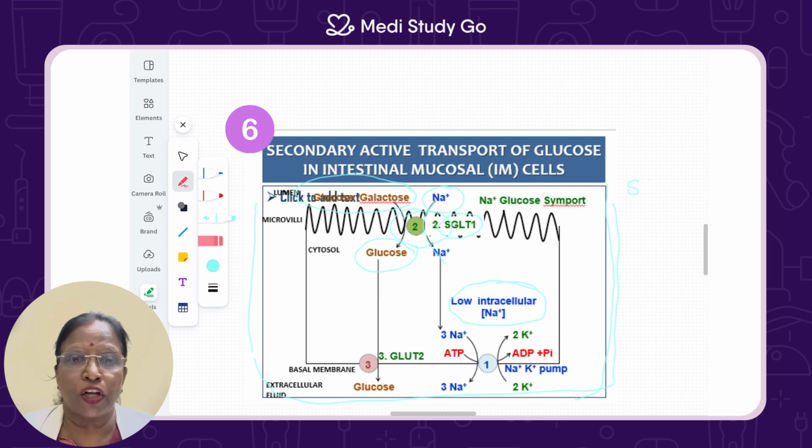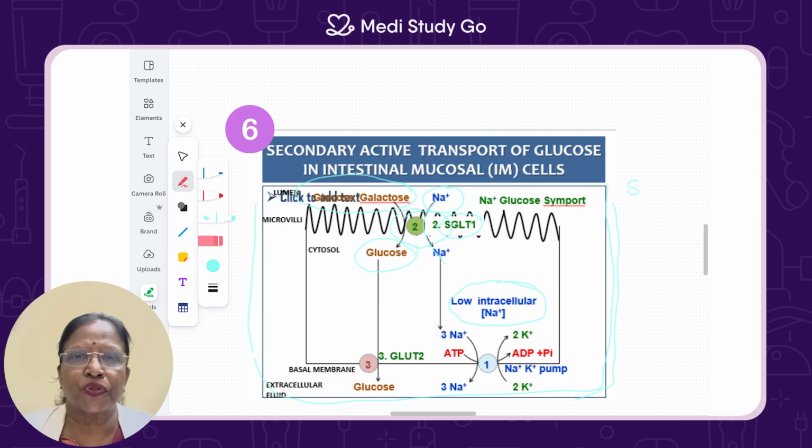Now, this molecule, the second transport molecule, SGLT1, is a sodium glucose symport. It is transporting two molecules in the same direction from outside to inside. Therefore, it is a sodium glucose symport.